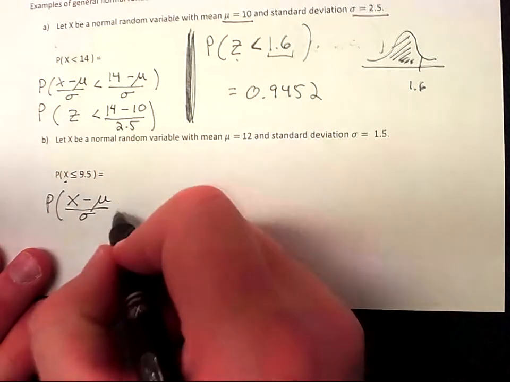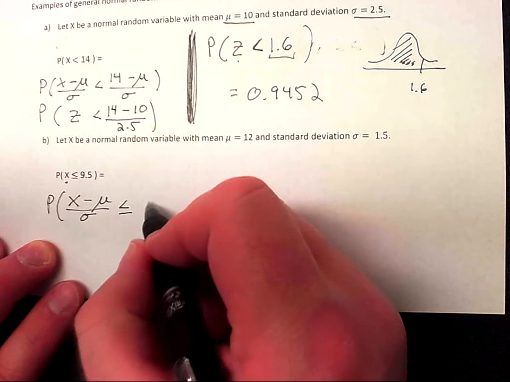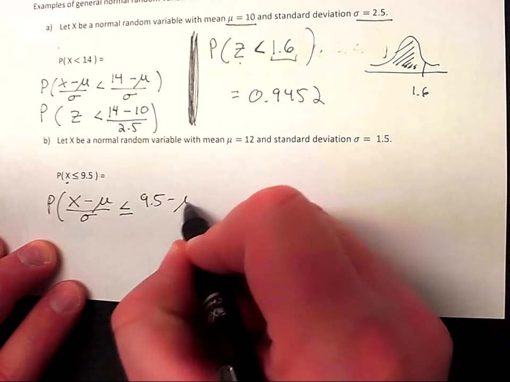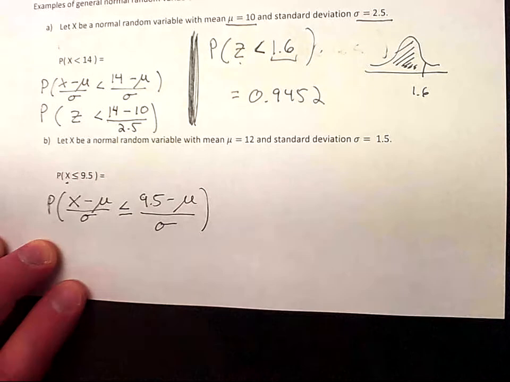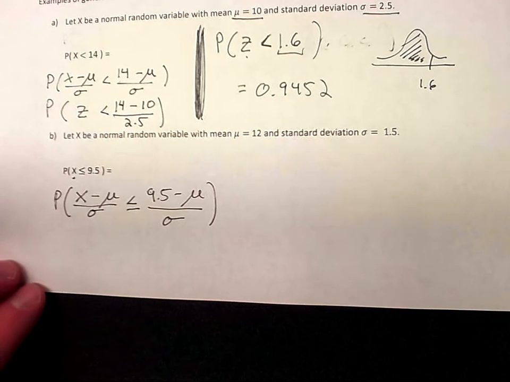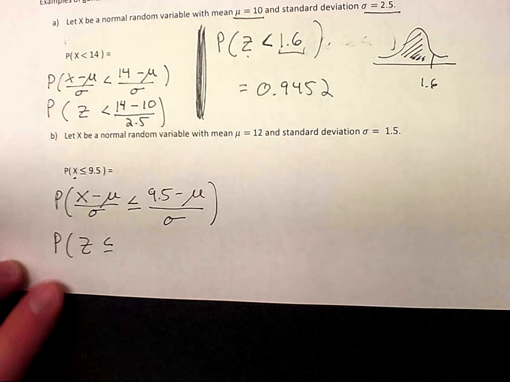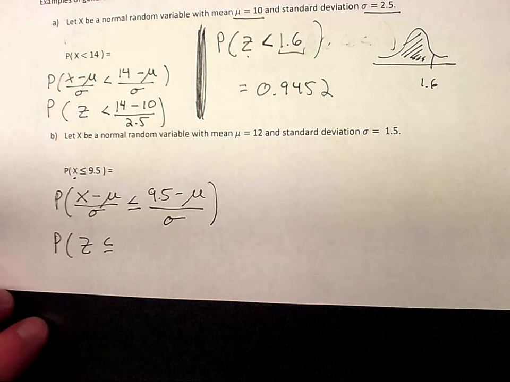Awesome. And whatever we do to one side of the equation, we have to do to all parts of the equation. So then we're also going to have 9.5 minus mu over sigma. Everybody good with this? All right. Well, now we just converted this to a z. Now what do?